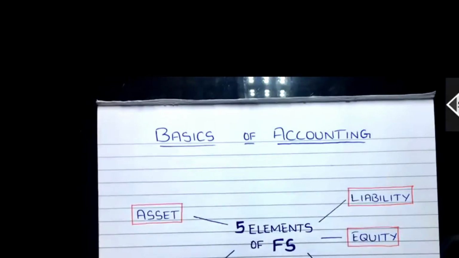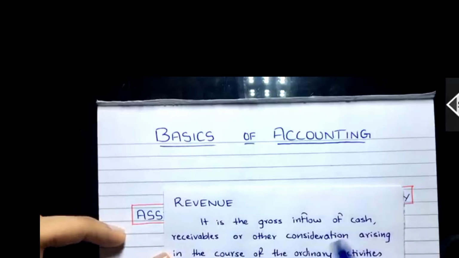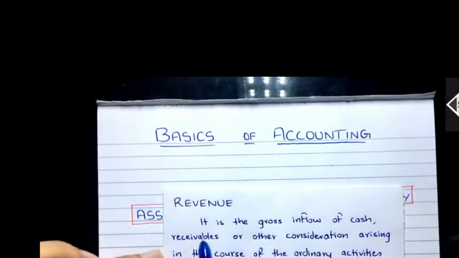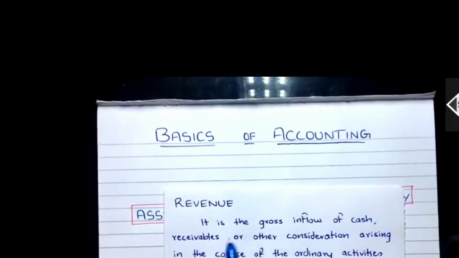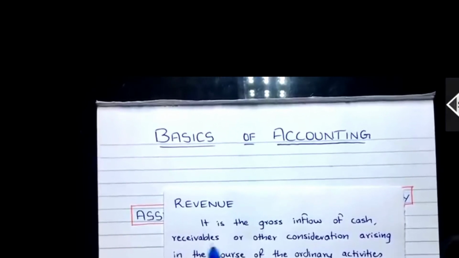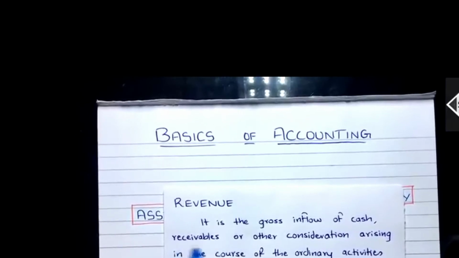See here, the revenue definition is very simple. What is revenue? Income, simple as that. It is the gross inflow of cash. It's inflow, that's all. Either cash is coming in or receivables. Receivables means what? Receivables means someone has to pay us. Someone owes us money, so they have to pay us, so we are getting income, so that's receivables.